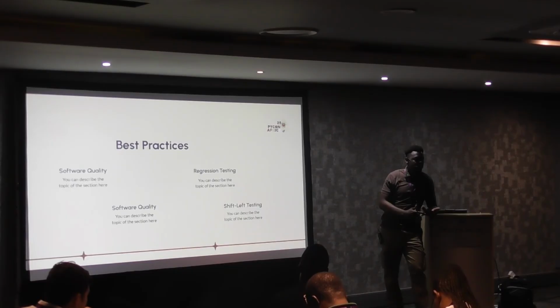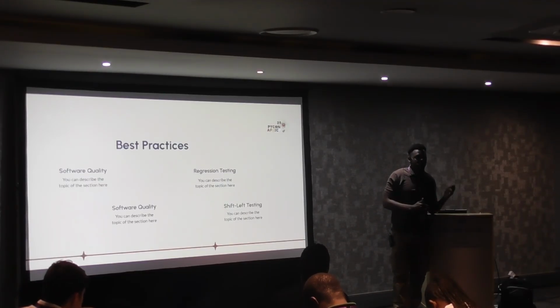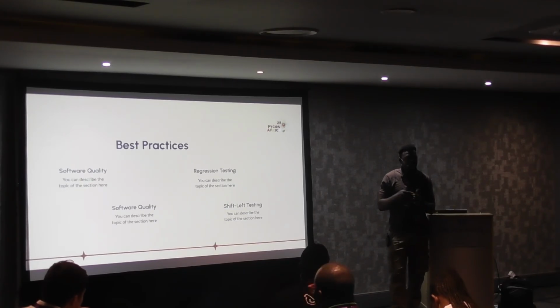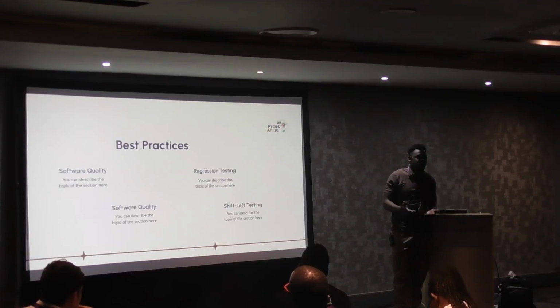And then shift left testing. This is basically writing test cases before writing the real code. When you have clearly defined requirements, you can start to write out your test cases before the developers start doing the code. They then write code that passes the test cases. That way you ensure quality before the work has even started.